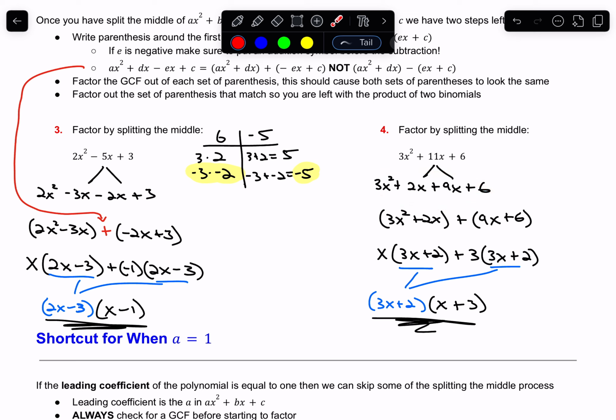All right, if in class I see you guess and checking, I am going to call you out on it. So please practice splitting the middle, the AC method. It will help you a lot in the future.